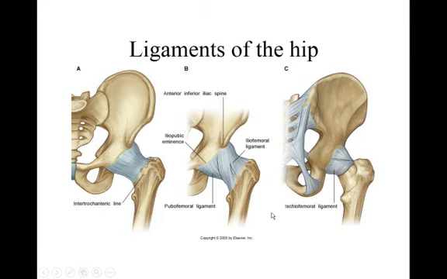So when we look at the motions that the ligaments limit, the iliofemoral ligament limits only extension. The other two ligaments limit extension as well, but in addition, the pubofemoral ligament limits abduction. What about the ischiofemoral ligament? What does that limit? Internal rotation. Good. So that makes our close packed position extension, abduction, internal rotation.